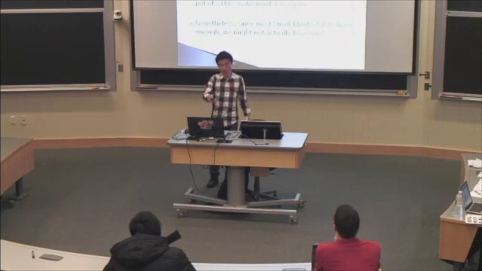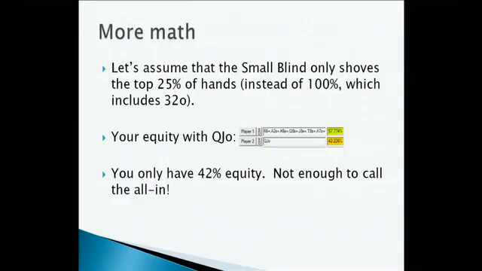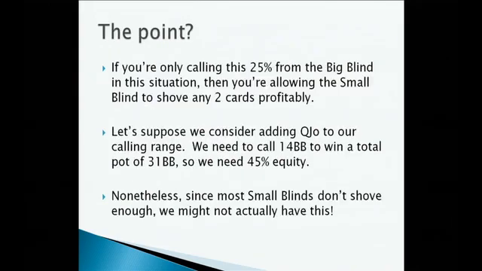So we can do a calculation with queen jack. Let's assume the small blind only shoves the top 25% of hands instead of 100%. Then your equity is only 42%. And what equity do we need to call all in? We need to call 14 big blinds, and if we call, the pot will be 31. So we need 14 over 31, which is about 45% equity.